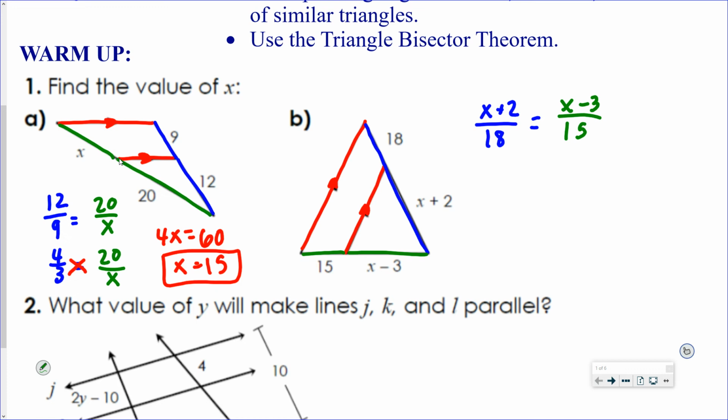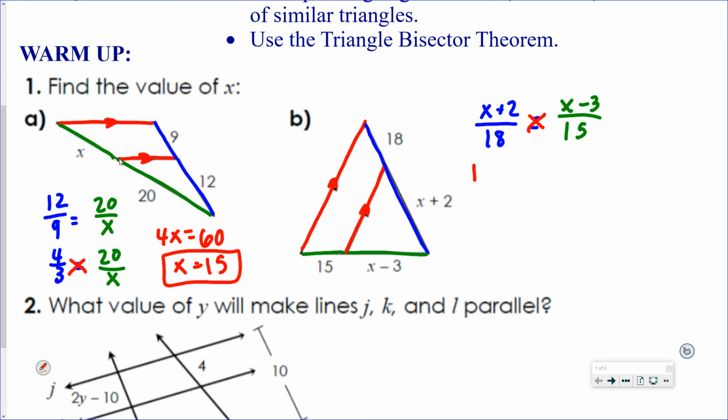You could have gone 15 to x minus 3, and if you went that way, then you would just have to go 18 to x plus 2. You could have done that as well. As long as you get the same equation as me when you cross multiply, you're good.